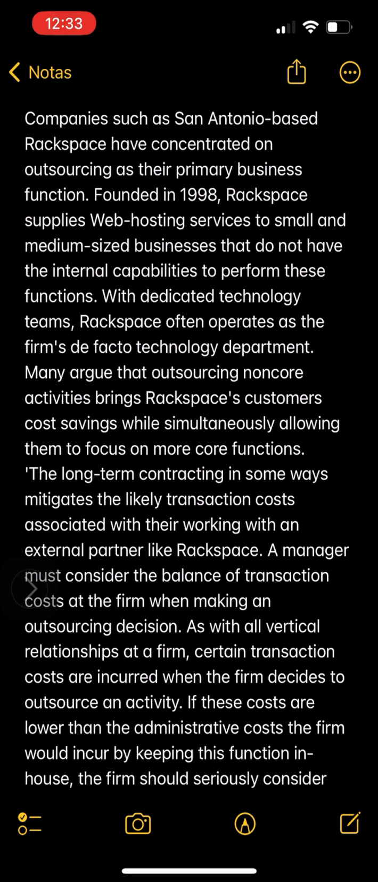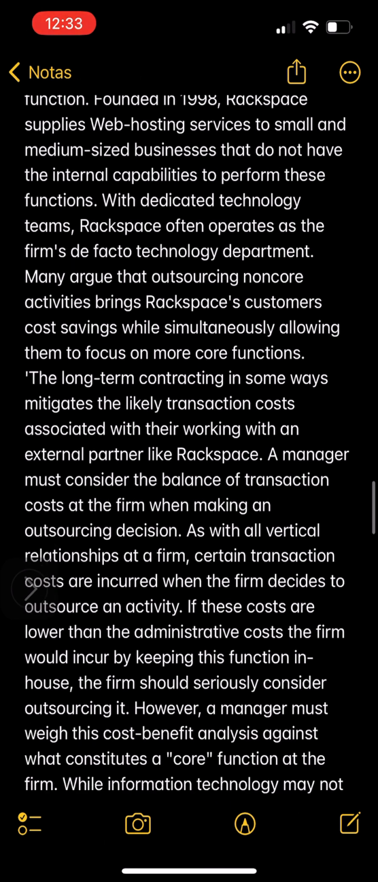The long-term contracting in some ways mitigates the likely transaction costs associated with their working with an external partner like Rackspace. A manager must consider the balance of transaction costs at the firm when making an outsourcing decision. As with all vertical relationships at a firm, certain transaction costs are incurred when the firm decides to outsource an activity. If these costs are lower than the administrative costs the firm would incur by keeping this function in-house, the firm should seriously consider outsourcing it.